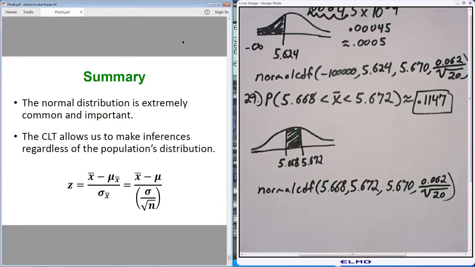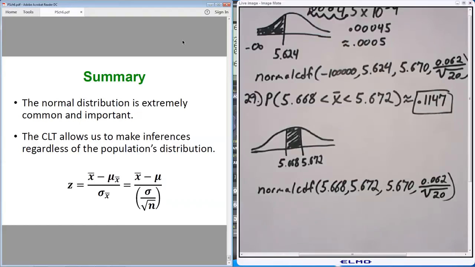In summary, the normal distribution is extremely common and important. Normal distributions show up in a lot of natural phenomenon, like heights of trees, heights of people, circumferences of trees or plants. Different natural phenomenon often results in a normal distribution. That's one reason it's very important.